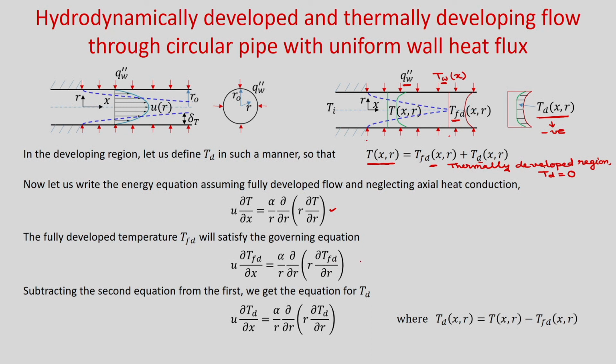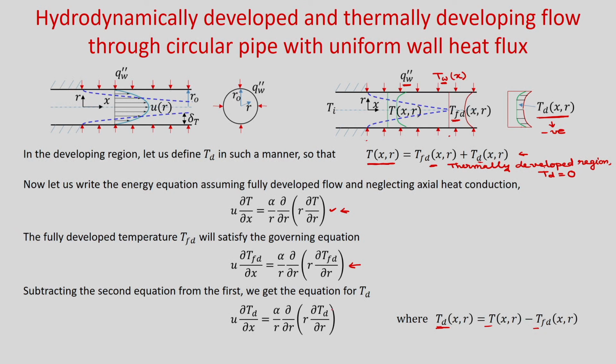So, now if you subtract this equation from this equation, what will you get? You will get U del TD by del x is equal to alpha by R del of del R of R del TD by del R, where TD is your T minus TFD. From this definition you can see your TD will be T minus TFD.